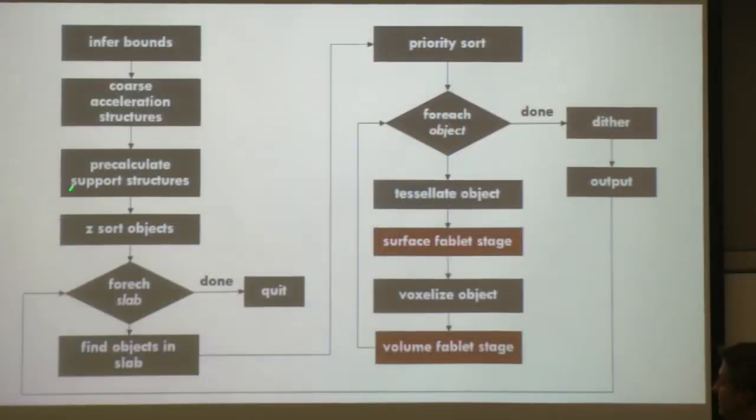Most of this part is really pre-computation of the acceleration structures to make sure that things like the signed distance functions can be accelerated and run very, very fast. And then this is the main loop that executes the pipeline for each object and for each slab. After each slab, it outputs it and sends it to the printer.